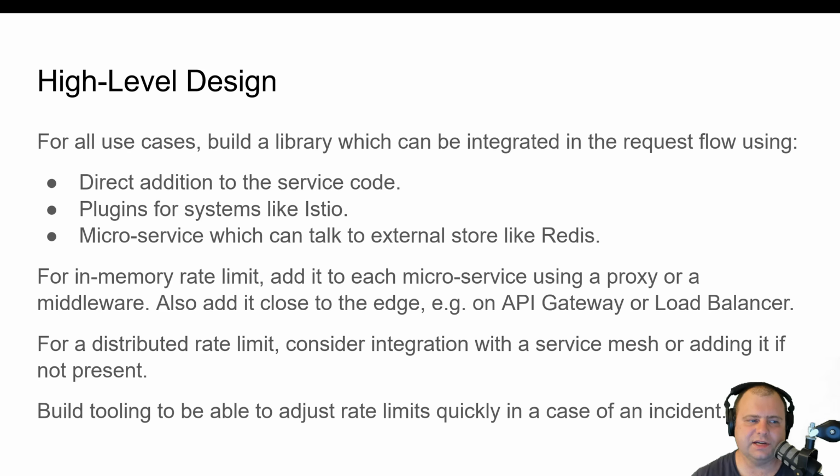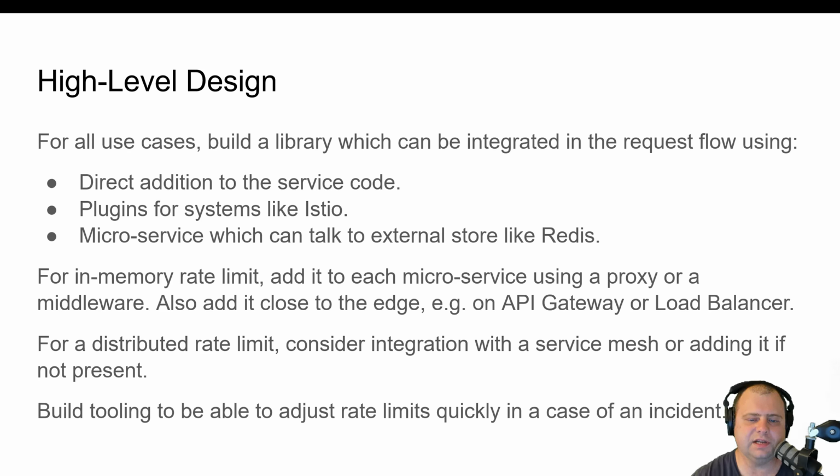And for high-level design, one approach that can work is to build a library, and it can be integrated with the request flow by using different means. It can be an addition to the service code directly, plugins for systems like Istio, maybe even a microservice which can talk to an external store like Redis, and then your systems talk to this microservice, or maybe the Istio system talks to this microservice. All of this can be possible.